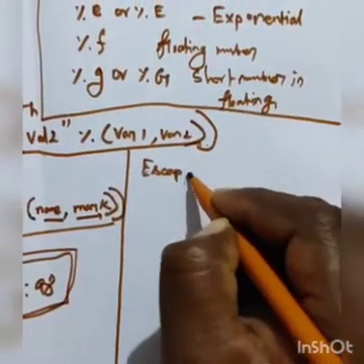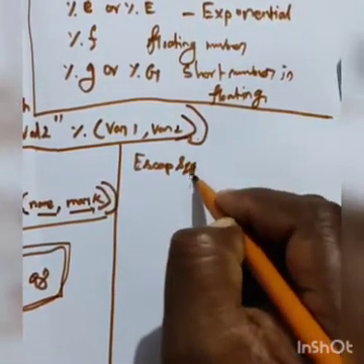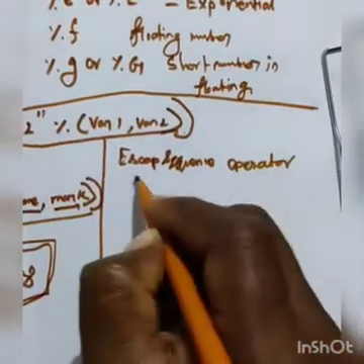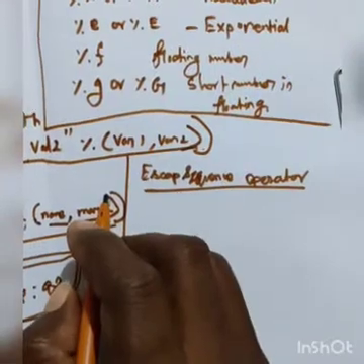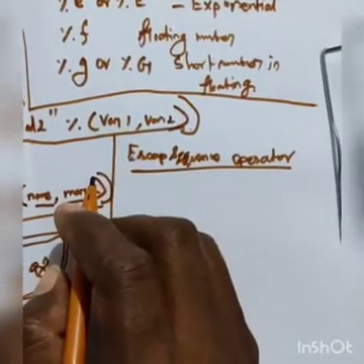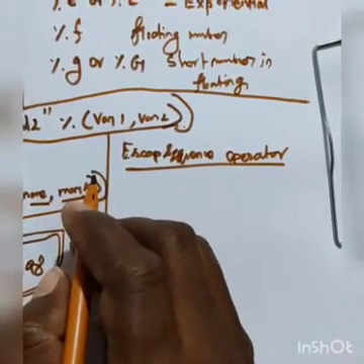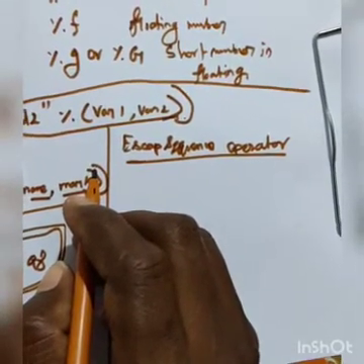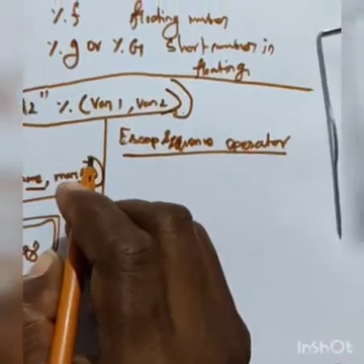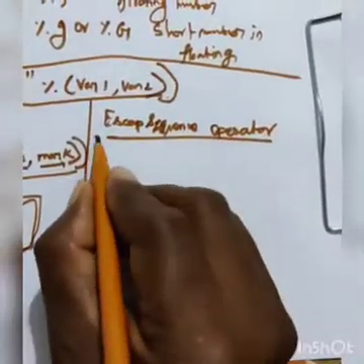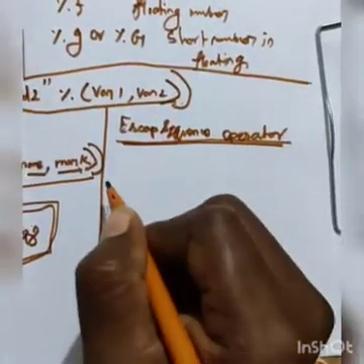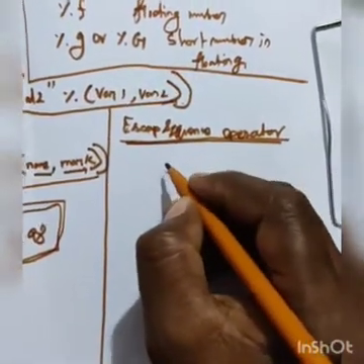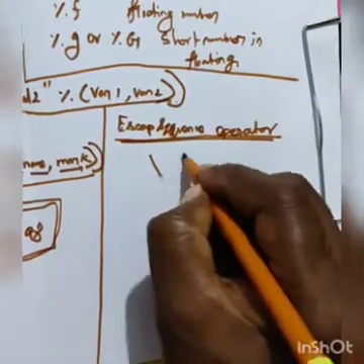Escape sequence operator. What does it mean? These are designed for a special purpose, interpreted differently from normal characters. The escape sequence operator is a backslash that you can use.